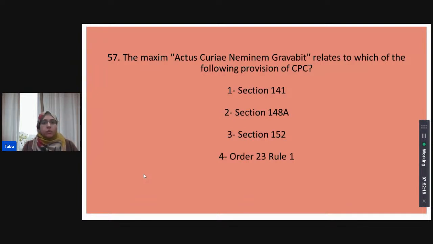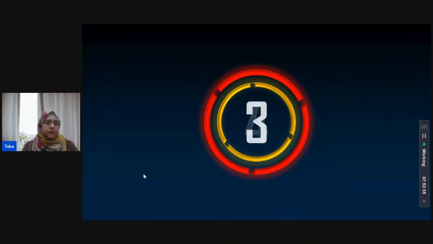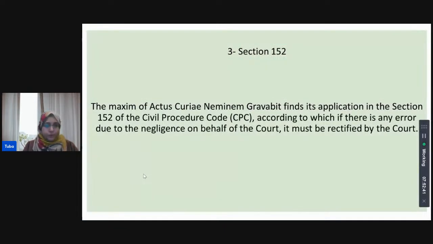The maxim actus curiae neminem gravabit relates to which of the following provisions of CPC? Section 141, Section 148A, Section 152, Rule 20, or Rule 1 Order 23. What do you guys think? It is Section 152. It finds its application in 152 of CPC. It states that if there is an error due to the negligence on behalf of the court itself, it must be rectified by the court itself. So, actus curiae neminem gravabit. If the court makes an error, it must fix it itself.